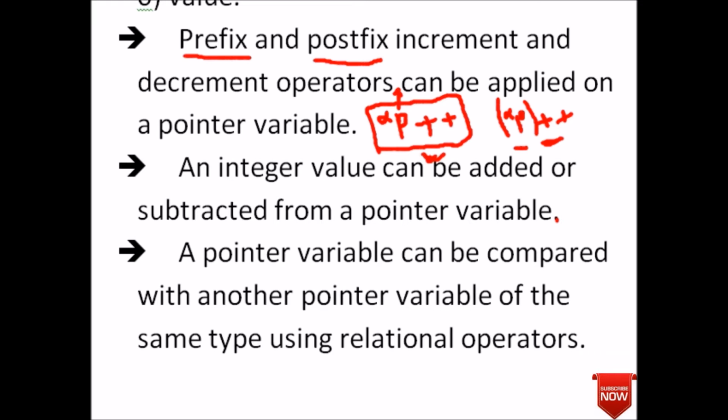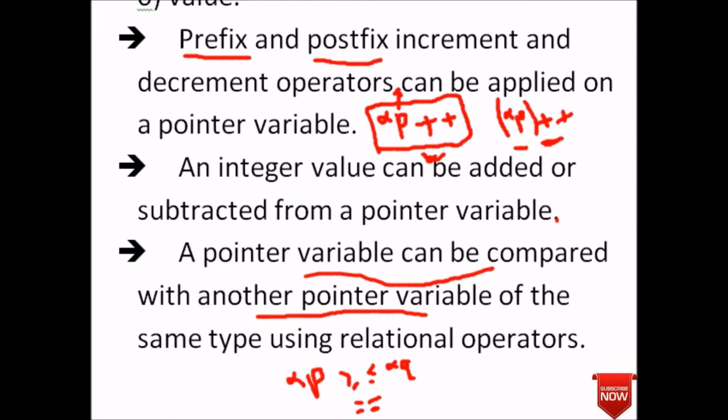And next, a pointer variable can be compared with another pointer variable of the same type using relational operators. Suppose we have pointers P and Q, then we can compare them using greater than, smaller than, greater equal to, smaller equal to, equal to, and check the result. It means all the operations that we can perform on other variables, we can also perform on a pointer variable.